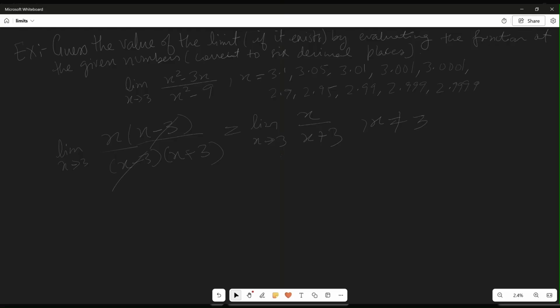Alrighty, so let's start with plugging these numbers in to find the limit. Already assuming you have your calculators ready to go, and make sure you see that we've been asked to convert to 6 decimal places. So let's go with 3.1. And when you plug in the values in this function, 3.1 over 3.1 plus 3, you will see something like this in the calculator, right?